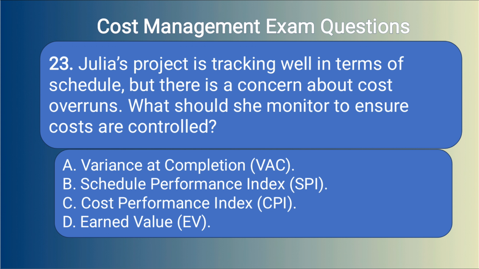23. Julia's project is tracking well in terms of schedule, but there is a concern about cost overruns. What should she monitor to ensure costs are controlled? A. Variance at completion, VAC. B. Schedule Performance Index, SPI. C. Cost Performance Index, CPI. D. Earned Value, EV.